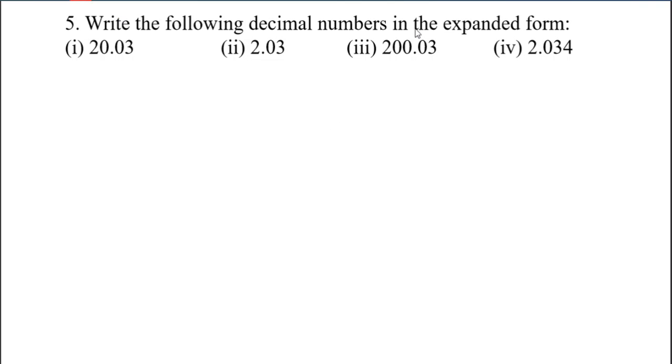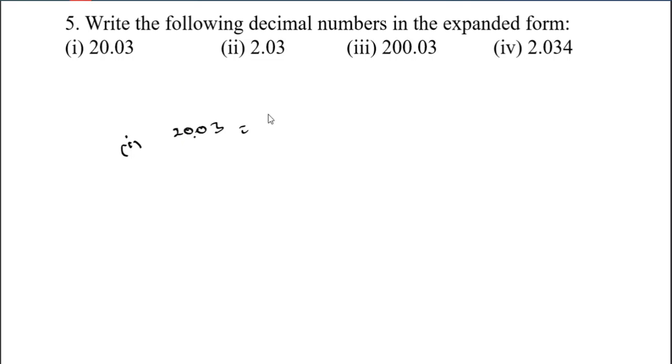Write the following decimal numbers in the expanded form, just like whole numbers. You can write in the expanded form. First one is 20.03, which is equal to, so here left of the decimal point is the whole part and the right of the decimal point is called the decimal part. So in the whole part, how many tens are there?